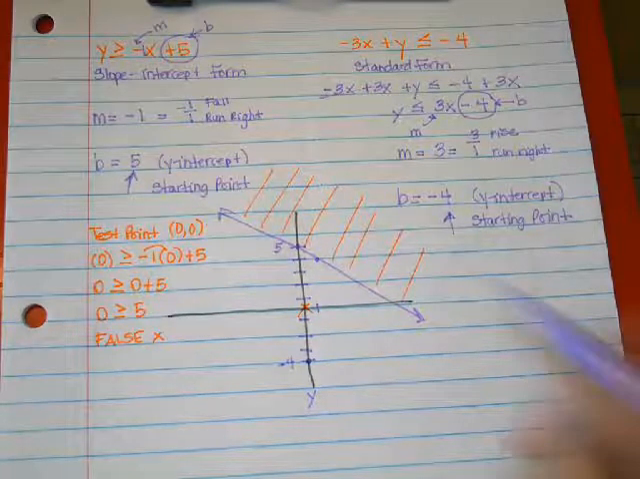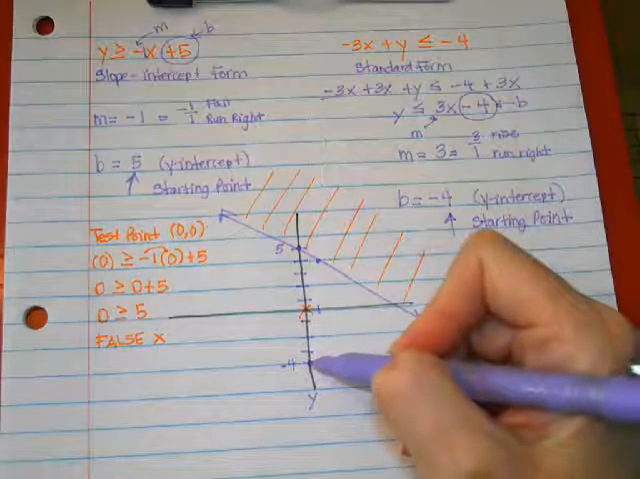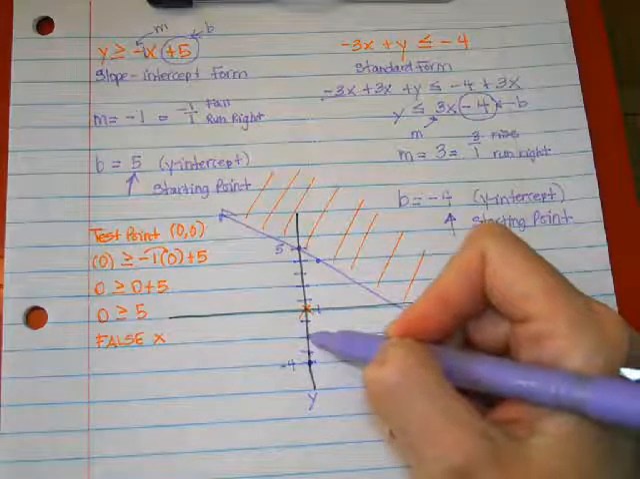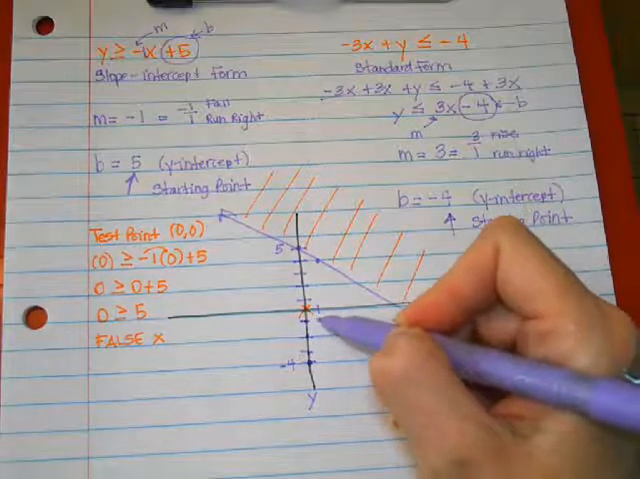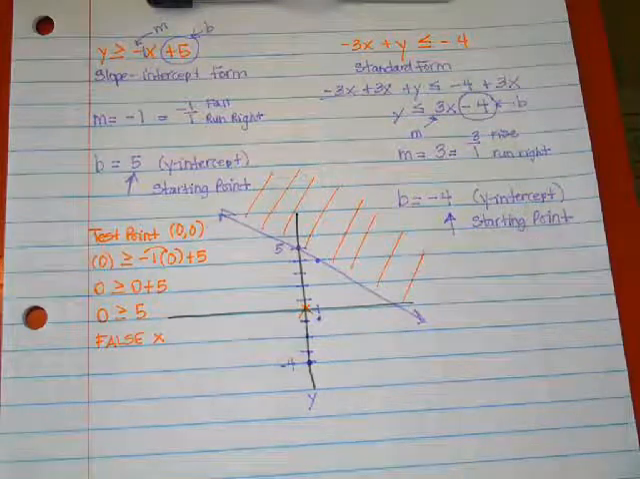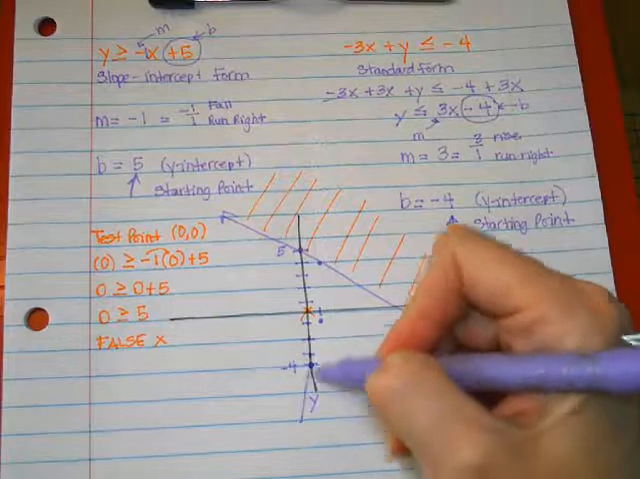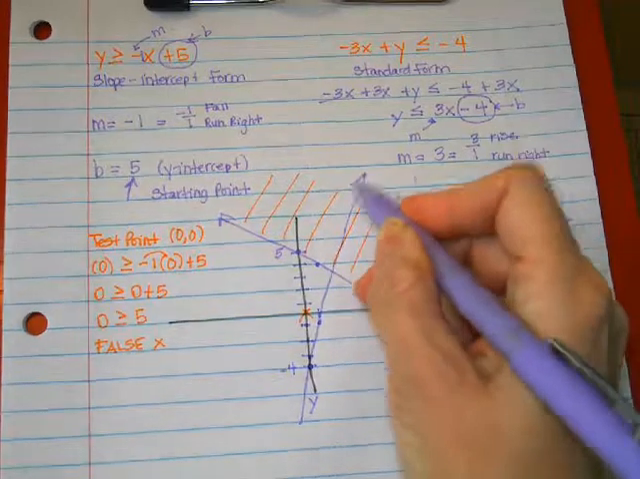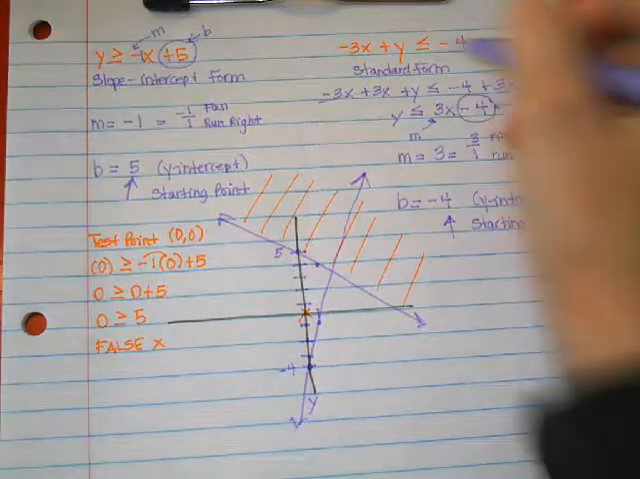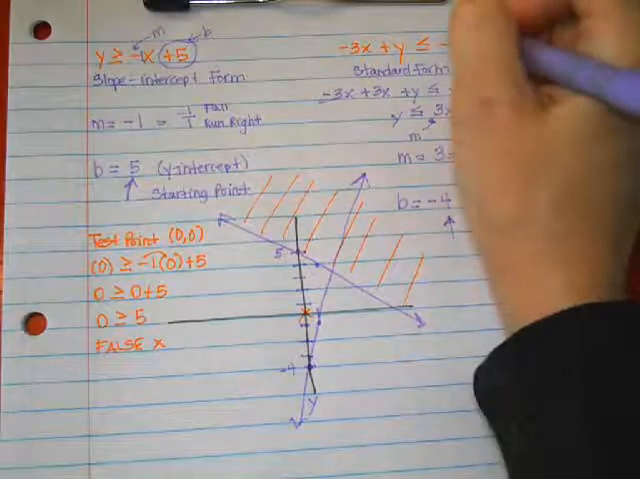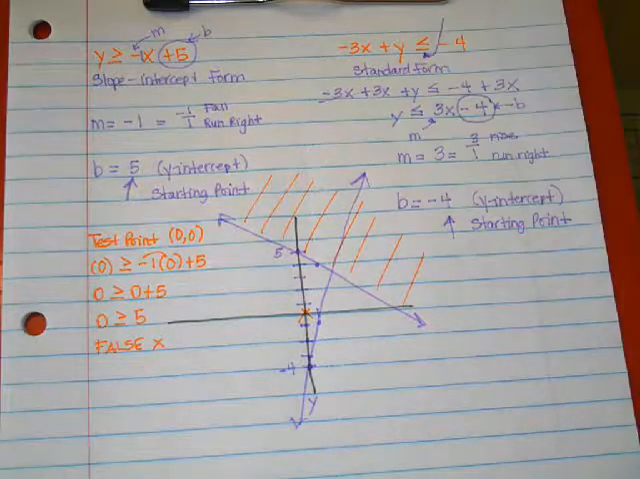Beautiful. She said her slope is 3. So she rises from this point 1, 2, 3, and to the right 1. Angel, will your line be solid or dotted? Beautiful. She said solid. And why is it solid, Angel? She said because there's a solid bar underneath her inequality. So solid bar, solid line.